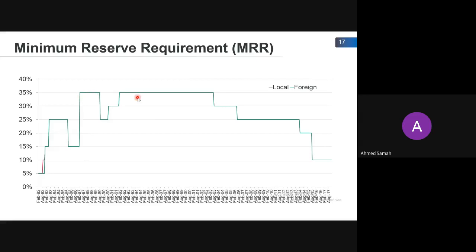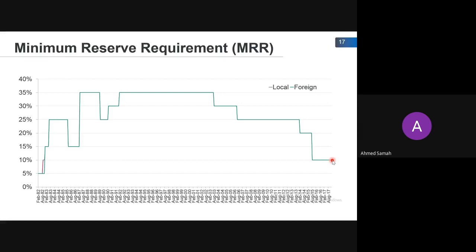There was a period where we had a 35% requirement, and that means 35% of all their foreign currency and local currency deposits should have been kept at MMA over a period of time. So until 2015, until very recently, they have to keep 10% of their deposits.